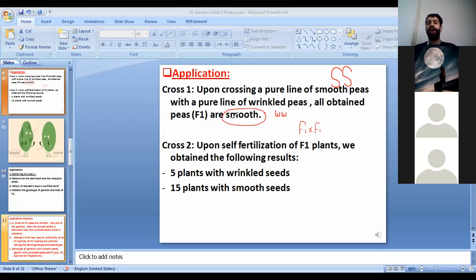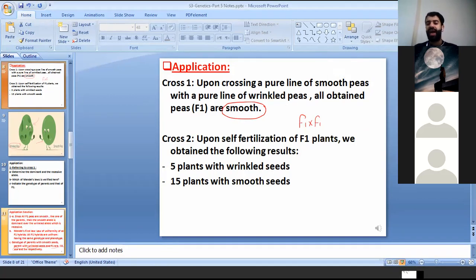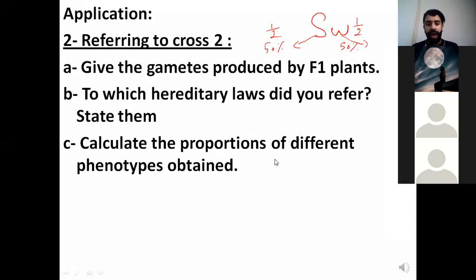So here the offspring will all be smooth. When they get the descendant, they get S from the smooth and they get W from the wrinkled, so they become SW. So this is the F1 generation. SW is the F1 generation, and all of them have the same phenotype.